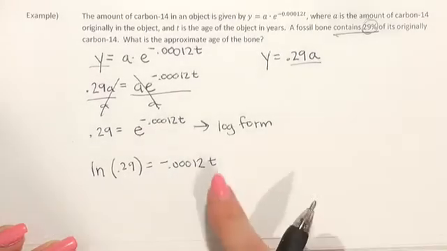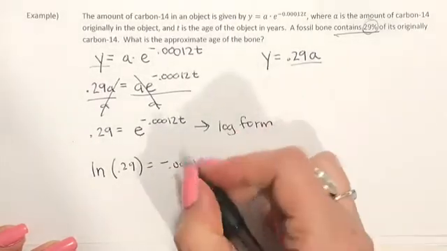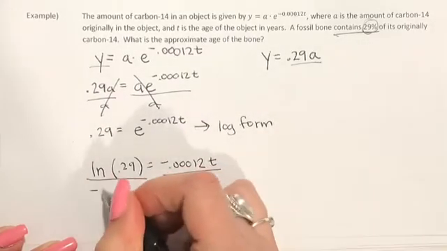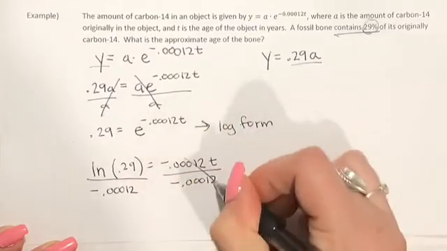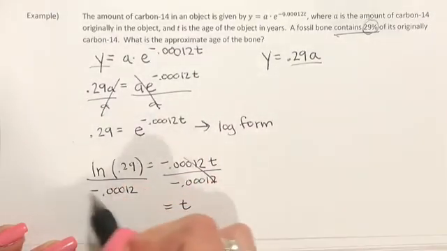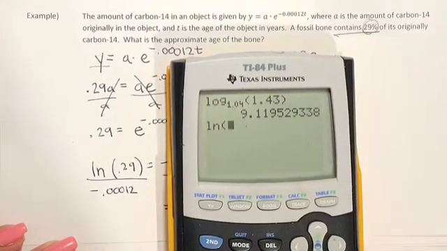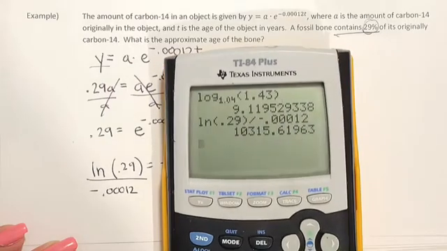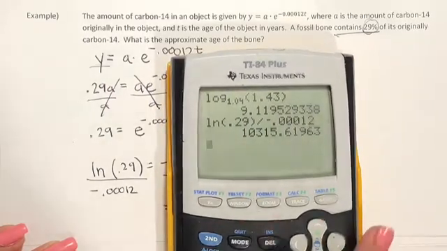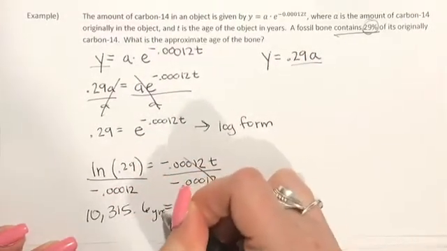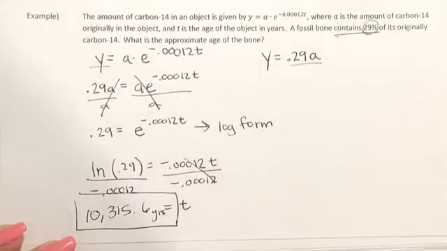Then on this one, still solving for t, I need to get rid of this decimal by dividing by a negative 0.00012 on both sides, so that those cancel. And then we're just going to throw this part into our calculator. The natural log button is just next to the number 4 on your calculator. You get the natural log of 0.29 divided by a negative 0.00012. And that is the age of our bone, so about 10,300 years old. So 10,315.6 years. And that's how they do carbon dating for fossils.